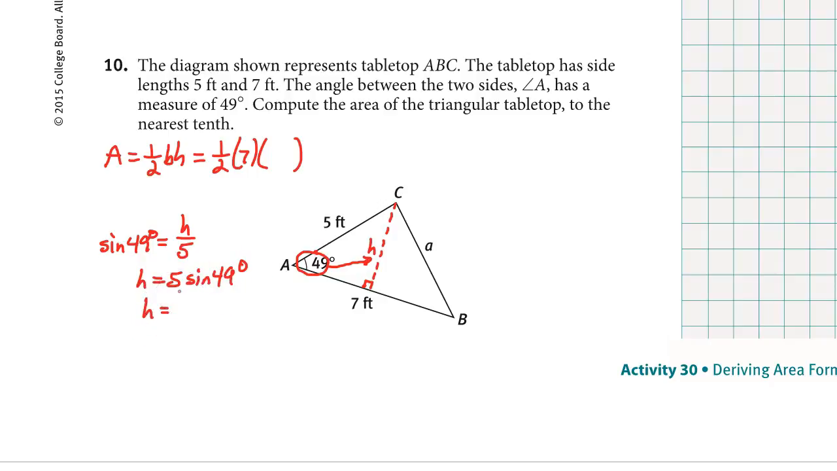With a calculator, we can get the answer for h. 5 times the sine of 49 degrees is approximately 3.77. That's the number that we needed to know up here. 1/2 times 7 times 3.77 is 13.2 square feet.